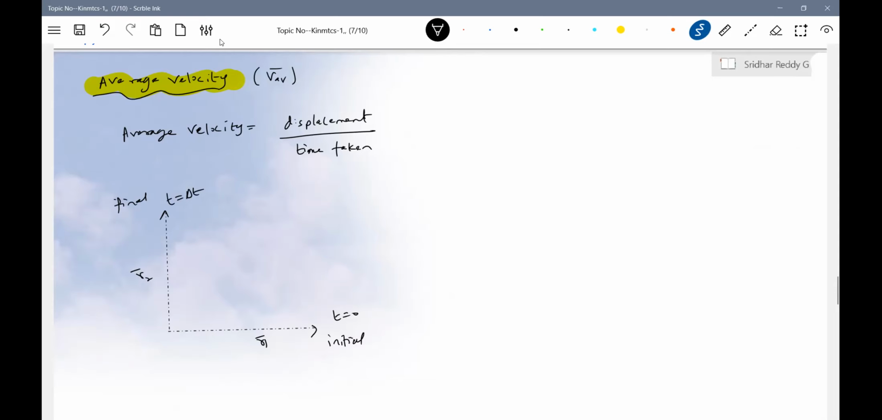Now you define the displacement as final position minus initial position. So V average is equal to delta R bar by delta t, where delta R bar is the final position vector minus the initial position vector, divided by the time interval. Look at R2 bar minus R1 bar. If you know some vector analysis, R2 bar minus R1 bar is needed.